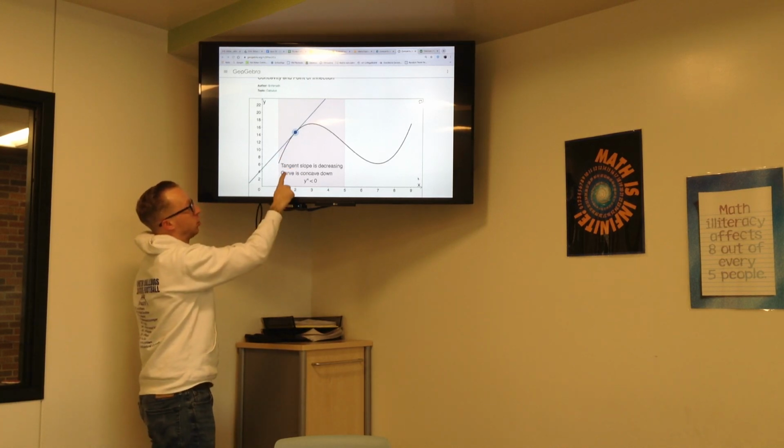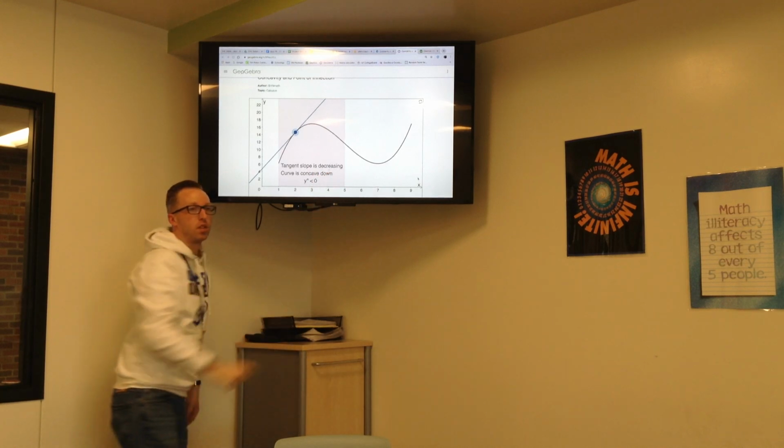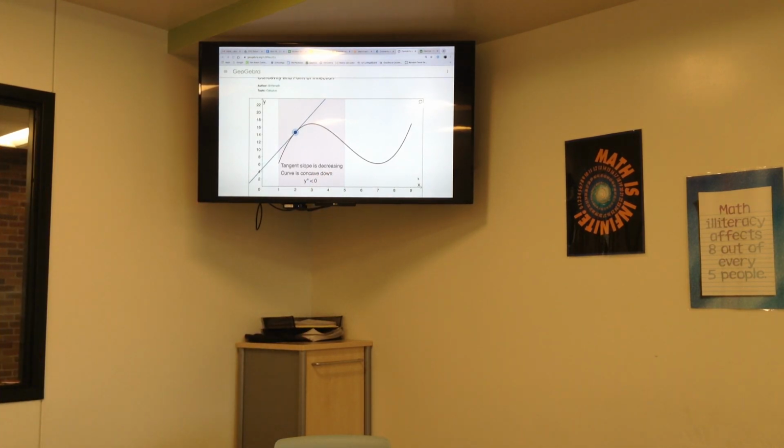What that means is that the slope of the tangent line is decreasing. Let's see what that looks like here as I move the applet. As I move the tangent line from left to right, its slope is decreasing. It's getting more negative. From a steep part of the graph with a large positive tangent line slope, smaller positive, and then eventually a negative tangent line slope. If the slope of the tangent line is decreasing, that means that y double prime, or the second derivative, is less than 0.